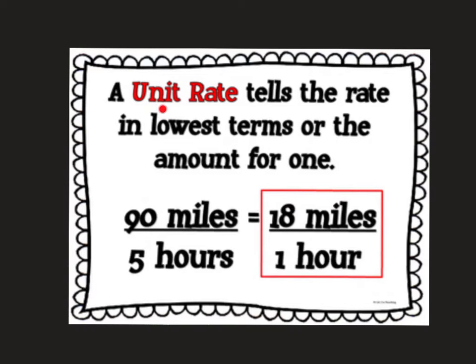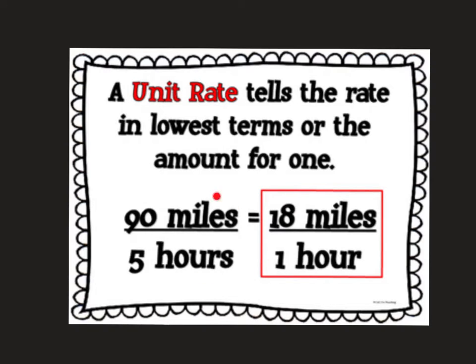So again, a unit rate, unit meaning one, the rate for one. A unit rate tells the rate in lowest terms, and you all are familiar with that, putting fractions in lowest terms, or the amount for one. So the whole idea is whenever you have a unit rate, the denominator is going to be 1. So if we traveled 90 miles in 5 hours, that means we were going 18 miles per hour. So probably that would be somebody biking, I would think. We probably aren't going to drive 18 miles an hour for 5 hours unless you're going through some curvy mountain road or something. And we certainly could not sustain walking 18 miles per hour.